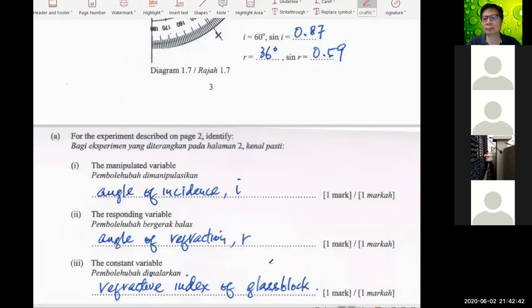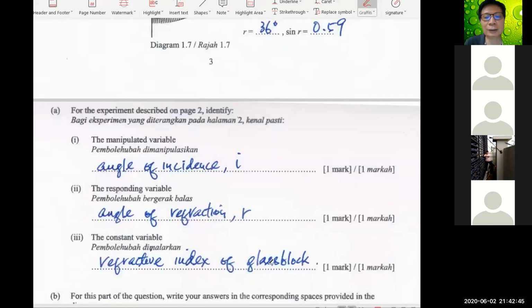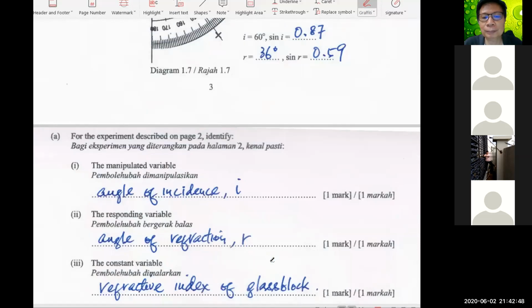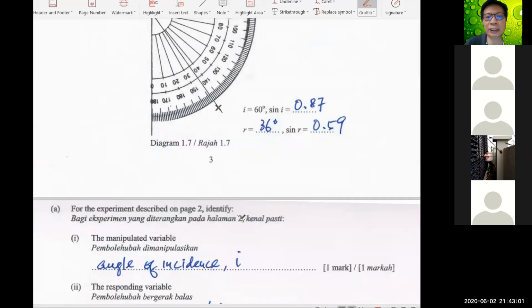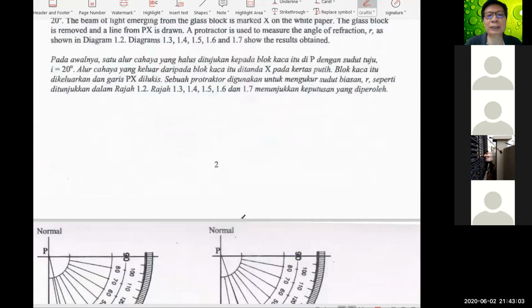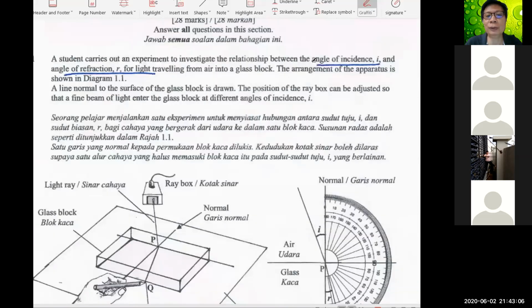Dana? Teacher? Yes? If MV, I write position of ray box, okay or not? No. Cannot be accepted. Because you know why, the question is already given to you. They already tell you: investigate the relationship between the angle of incidence, I, and the angle of refraction, R. It is given already. You must write this one.